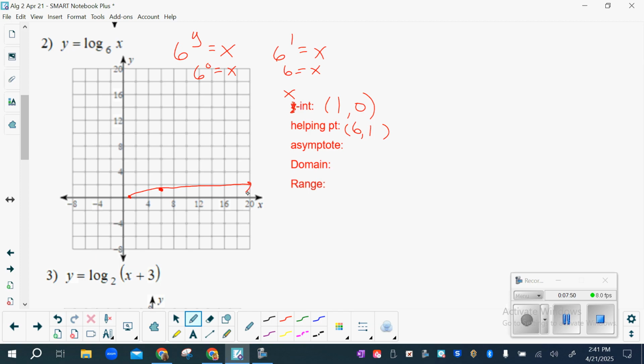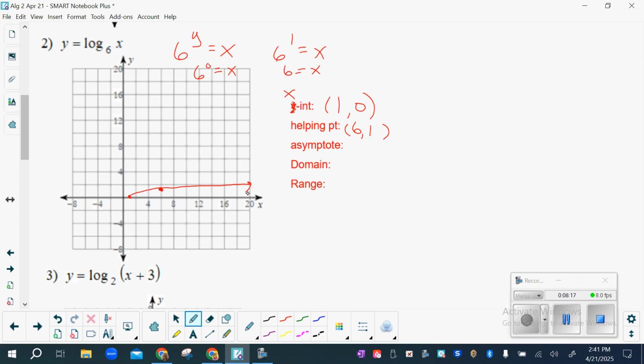I'll give you a hint, it's a fraction. Oh, you get 1/6. Let's move back here. 6 to the negative 1 would be 1/6. So what about 6 to the negative 2? 6 to the negative 1 is 1/6. 6 to the negative 2? 1 over 36. Will we ever get to 0 if we keep getting smaller and smaller? No.